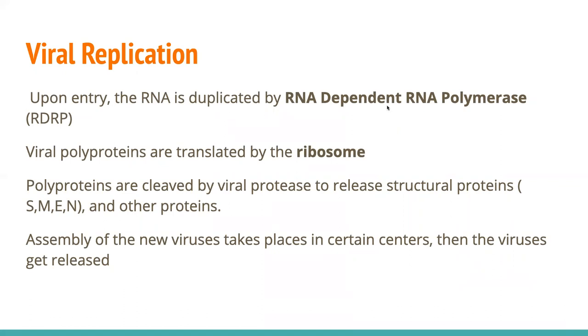One, it is duplicated by this RNA-dependent RNA polymerase. So you make more RNA, and the RNA is also used by the ribosome, which is the translation machinery, to make more proteins. But again, viruses use very different strategies on how this RNA is read.